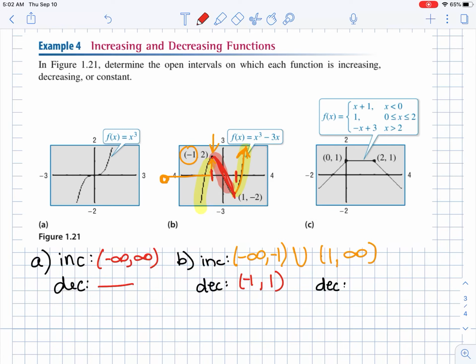And again, when we're talking about increasing and decreasing values, we only use parentheses because at those points, they're not actually increasing or decreasing. They're kind of changing directions. So for our interval notation, we use parentheses on this for increasing and decreasing values.